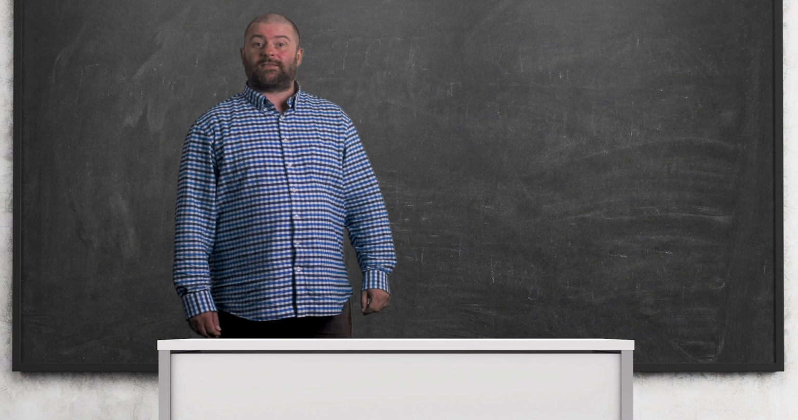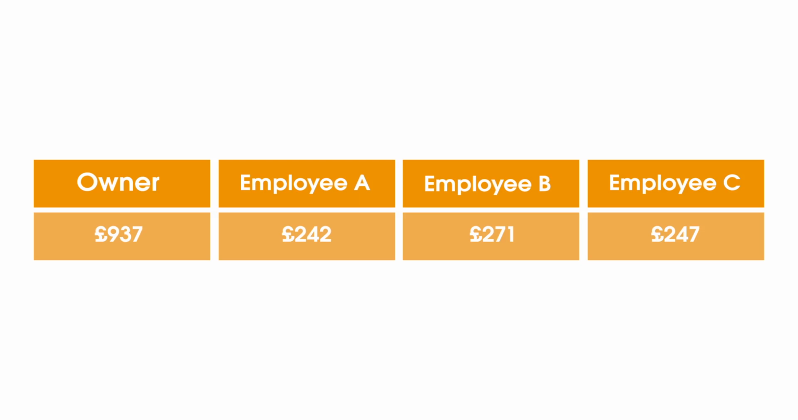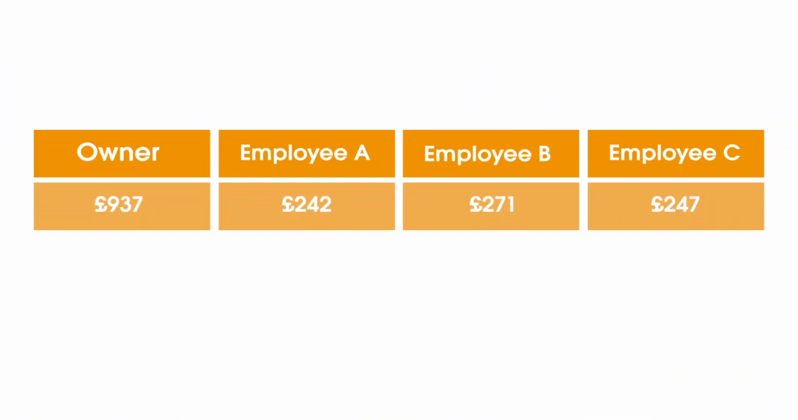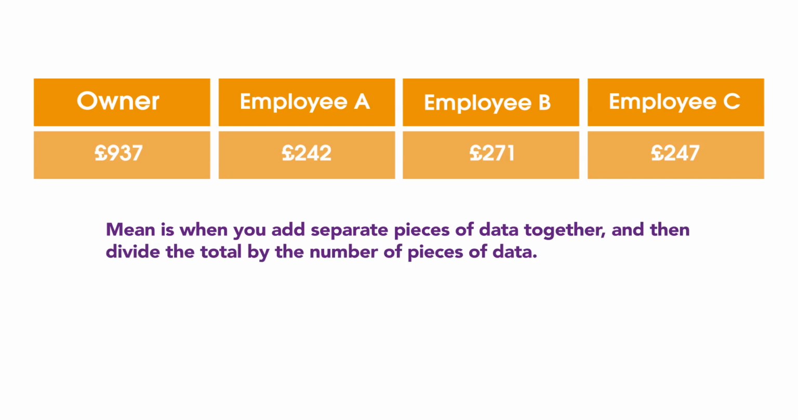Now let's look at an example of calculating mean and median. You are given a table showing the weekly wages of a garage owner and her 3 employees. You need to calculate the mean and the median weekly wage for all 4 people. Remember that to work out the mean, you need to add all the numbers in the data set together and divide the total by the number of pieces of data. This would be our calculation.